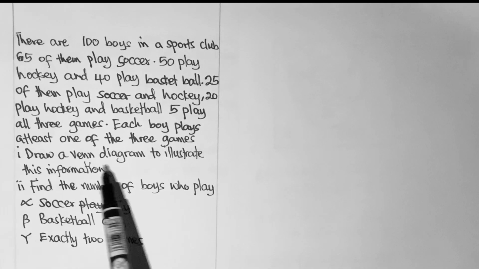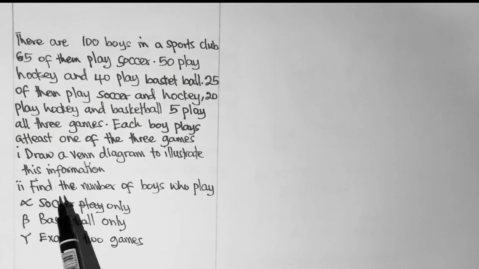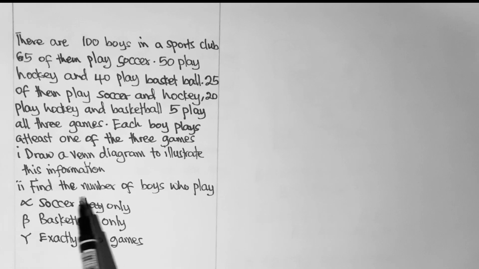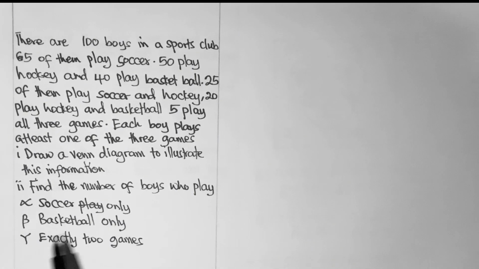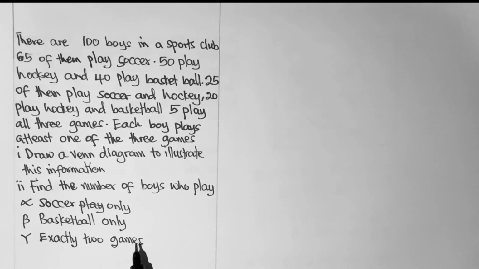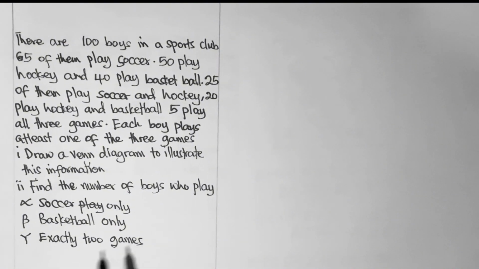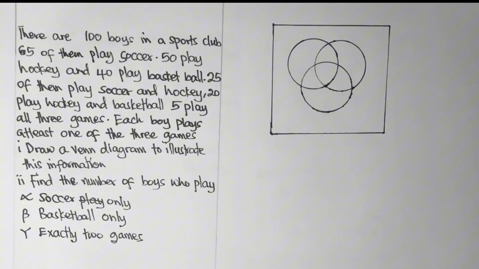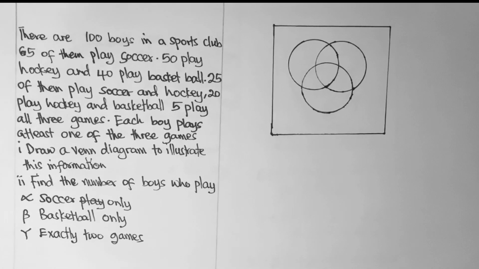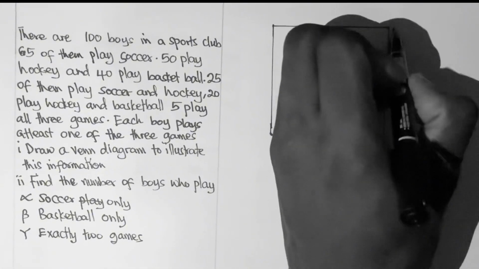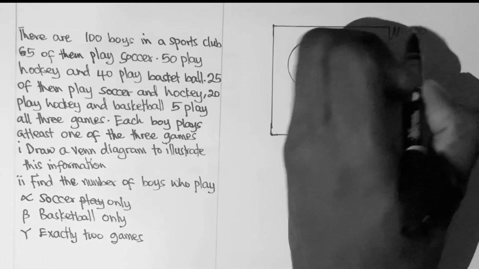So the first part is we should draw a Venn diagram to illustrate the information. And the second part is we should find the number of boys who play soccer only, basketball only, and then exactly 2 games. So let's draw a Venn diagram. So this is our Venn diagram. There are 100 boys. So here's the universal set, mu equals 100.